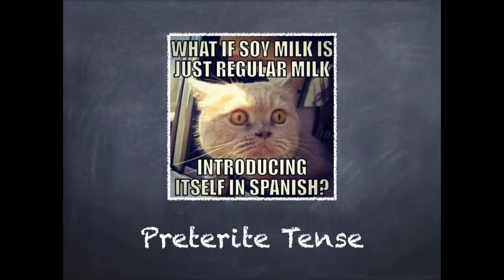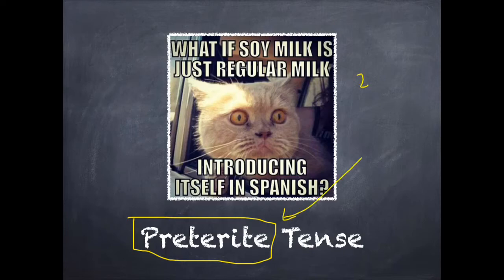All right, well, let's dive into the preterite tense. Now, when we're looking at the preterite tense, you must understand that we're talking specifically about the past tense. In the past tense, we have two different kinds. We have the preterite, which is what we're going to talk about right now, and we also have the imperfect.